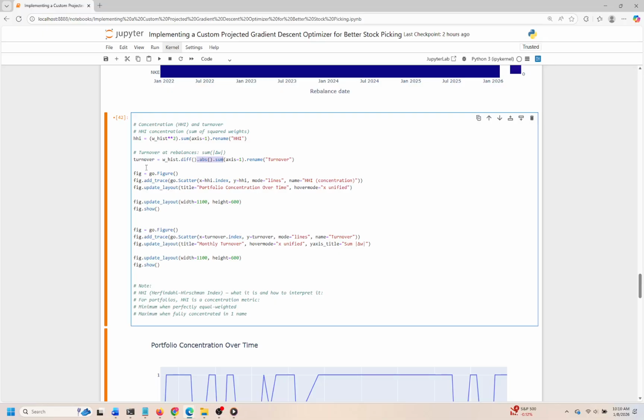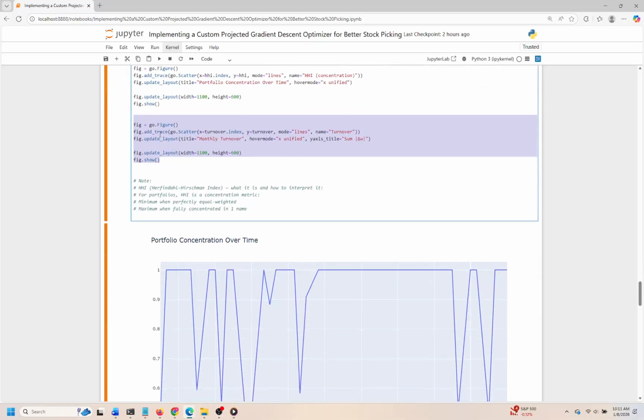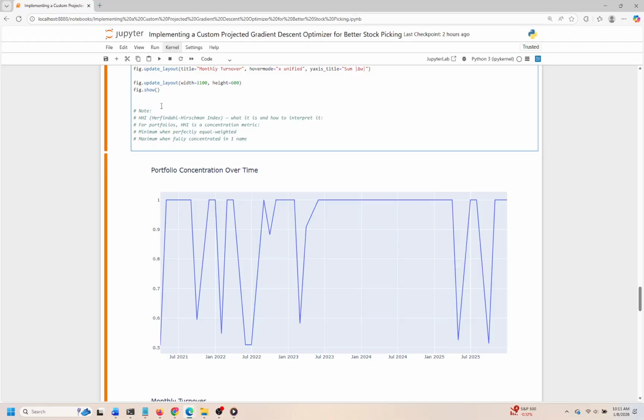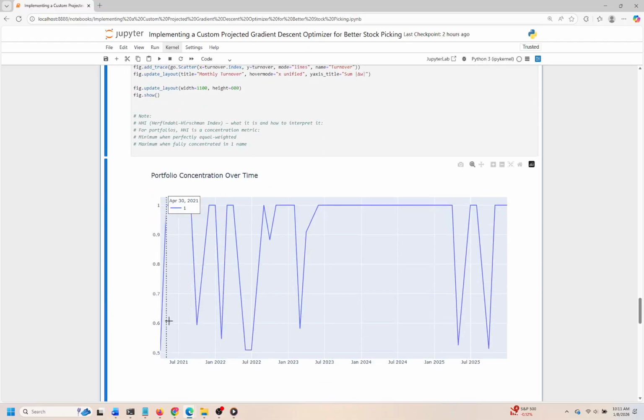With these variables calculated, we visualize them with line graphs. The first graph illustrates how HHI evolves over time, providing insights into whether the portfolio is becoming more concentrated or more diversified. The second graph offers a similar view of turnover, allowing us to visualize active trading periods and understand how dynamically the portfolio is being managed.